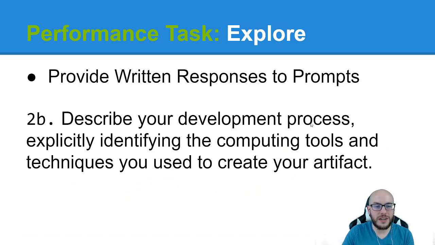2B, describe your development process, explicitly identifying the computing tools and techniques you use to create your artifact. Now, this is pertaining to your artifact, right? If I am making a video, I'm likely using video editing software. That's what this is talking about. What software did you use? If you're making a one-page flyer, maybe you're doing that in something like Microsoft Word, some type of text editing tool. Maybe you used Photoshop, maybe you used MS Paint in order to edit your photos. So you're using software to help develop your artifact. That's what you're talking about here.